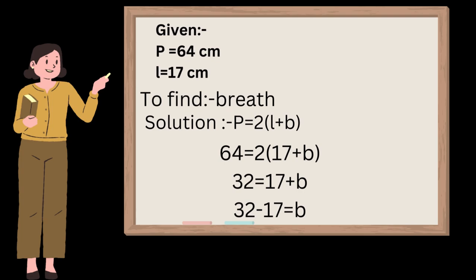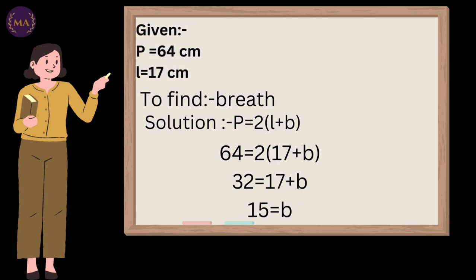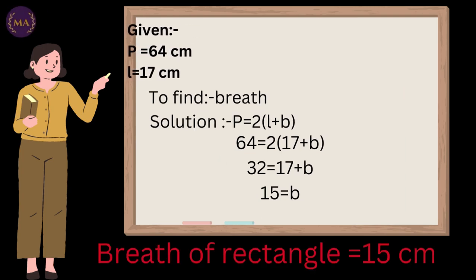Very nice. So 32 minus 17 will give you 15. Yes. So what you got is your breadth. So breadth of a rectangle is 15 centimeter. Very nice.